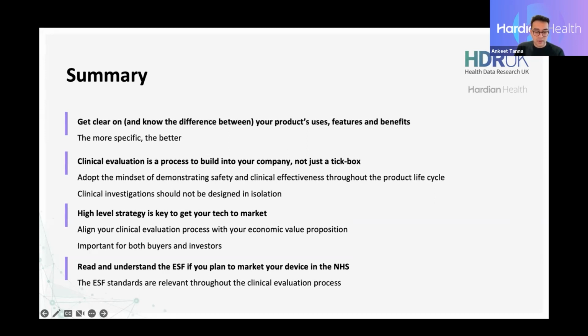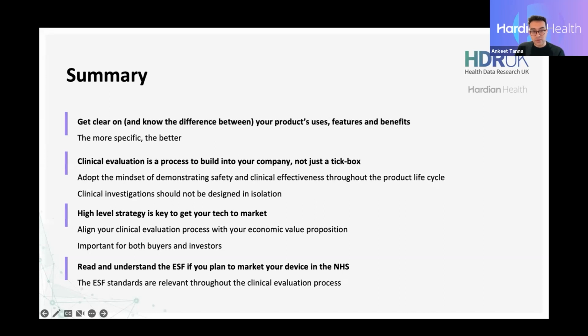So this clinical evaluation process really happens throughout the product lifecycle, and it's not just a single trial to demonstrate effectiveness. And it's not, in that context, a tick box exercise. It's something that should really be ingrained in the way you develop software that's going to have a medical purpose.